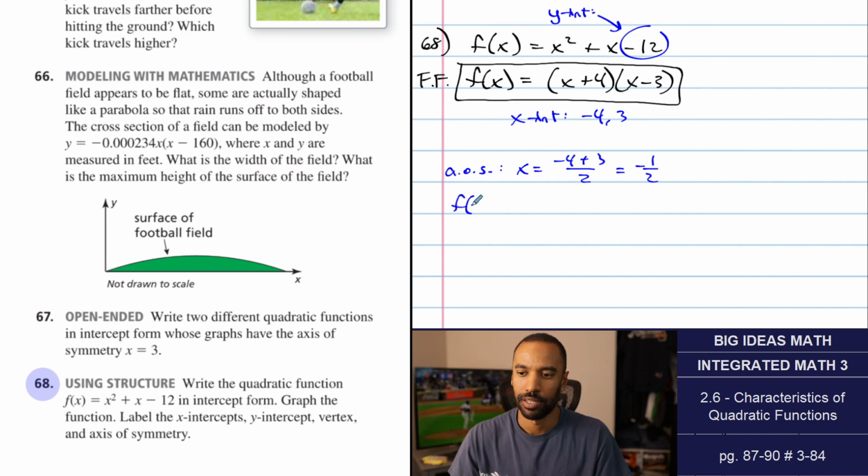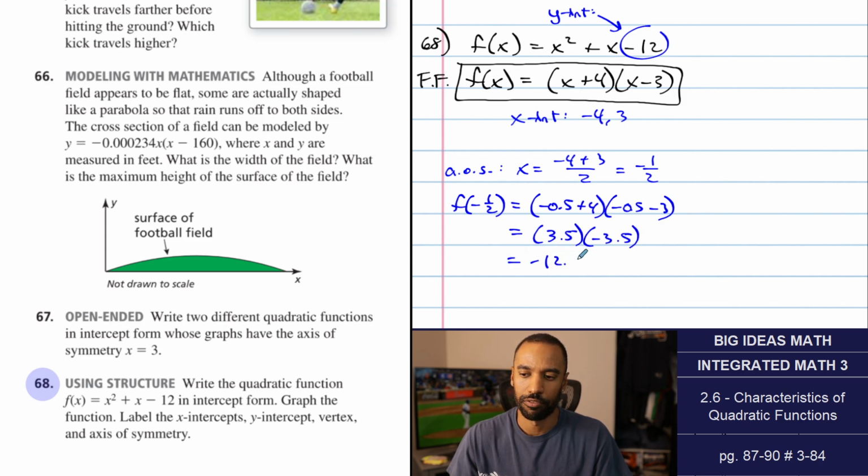The f of negative 1/2 is, I'll put negative 0.5, negative 0.5 plus 4 times negative 0.5 minus 3. That's 3.5 times negative 3.5, which is negative 12.25. So your vertex is at negative 0.5, comma, negative 12.25.